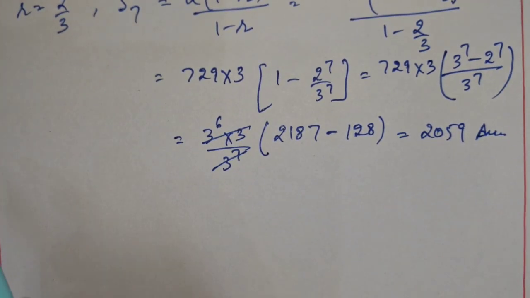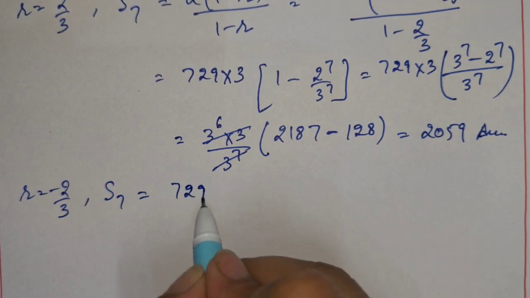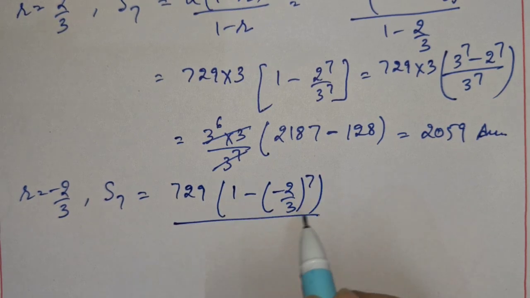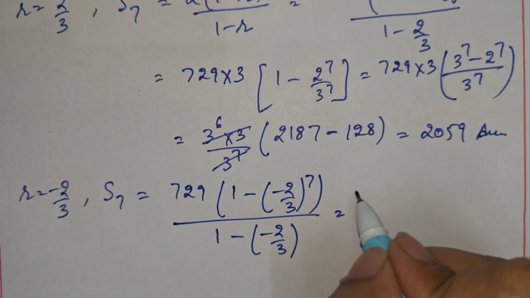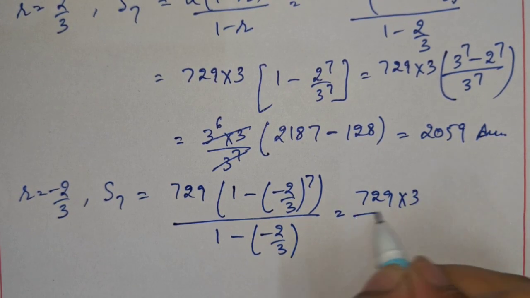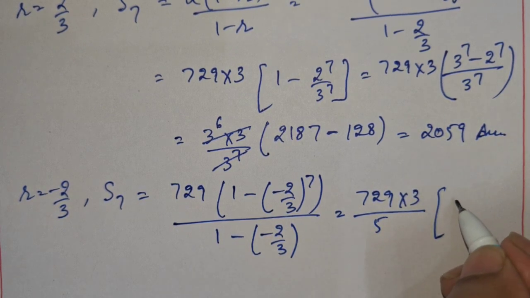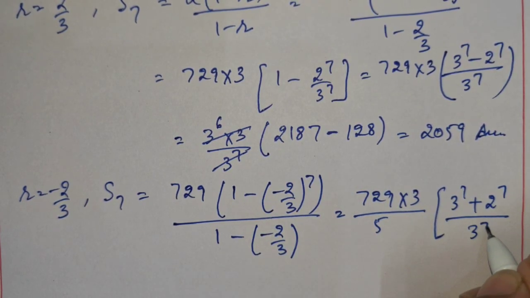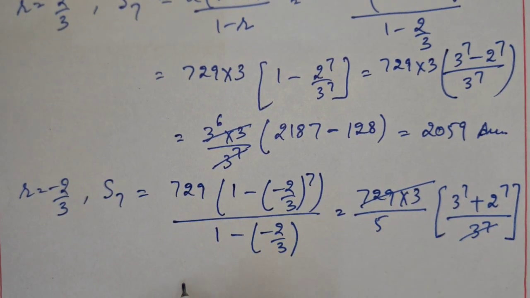Now if r is equals to minus 2 upon 3, if we take the value of r equal to minus 2 upon 3, in that case sum is equals to 729 into 1 minus of minus 2 upon 3 raised to power 7 upon 1 minus of minus 2 upon 3. So this becomes 729 into 3. Here we will take LCM, 3 plus 2 will become 5. Then we have 3 raised to power 7 plus, this minus minus becomes plus, plus 2 raised to power 7 upon 3 raised to power 7. So from here these two terms will cancel.